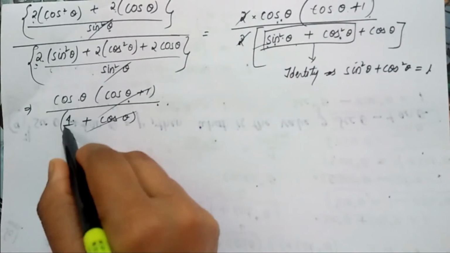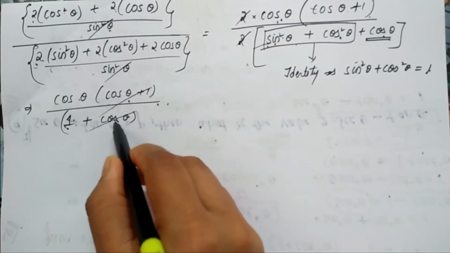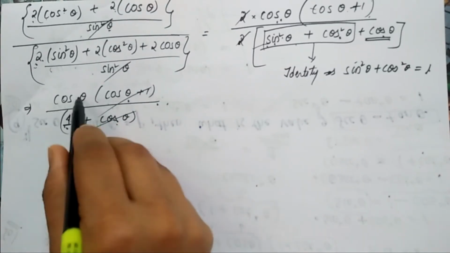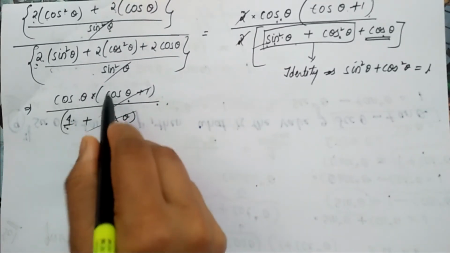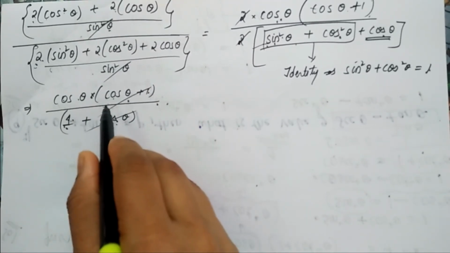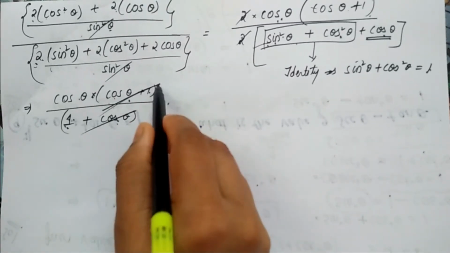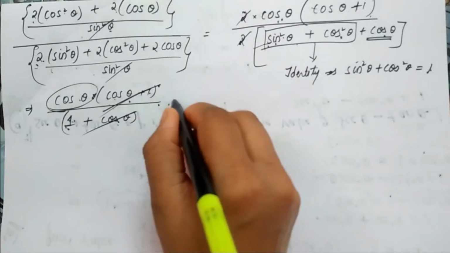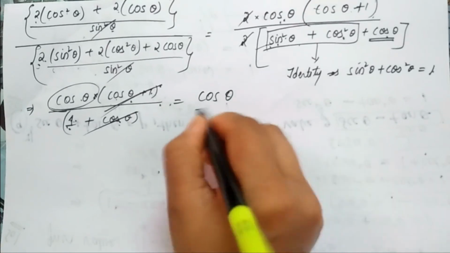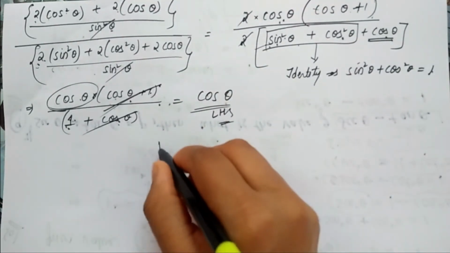This whole value is 1, and cos theta is still left over. We are taking that cos theta here. So here you can see cos theta into cos theta plus 1 divided by 1 plus cos theta. It's one and the same. A plus b or b plus a, it's nothing. So these get cancelled. What is left over in our answer? It is cos theta. Isn't it the LHS? Yes, hence proved.